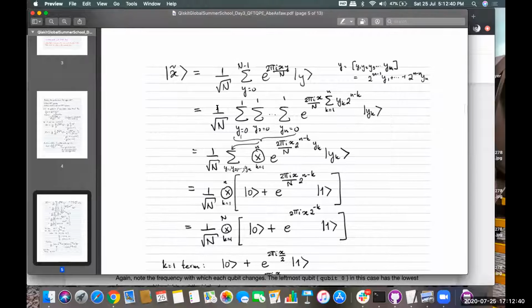If we further expand this, it will be nothing but the summation where the y1 value goes from 0 to 1, the y2 value goes from 0 to 1, and so on, because we have an nth component of y as well. For all of these we have to find the summation with the formula e to the power 2 pi i x, summation of k equal to 1 to n, yk over 2 to the power n minus k.